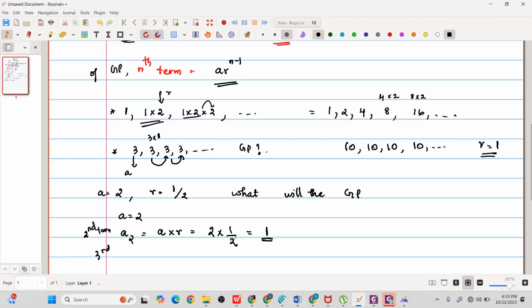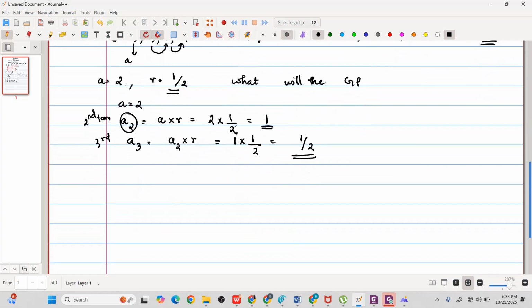Now the third term, which is represented by A3, is obtained by taking the preceding one and multiplying it with the corresponding common ratio. And what is A2? A2 we just obtained as 1, which is multiplied with the common ratio 1 by 2 given in the question. 1 multiplied with 1 by 2 will give 1 by 2 as the answer.